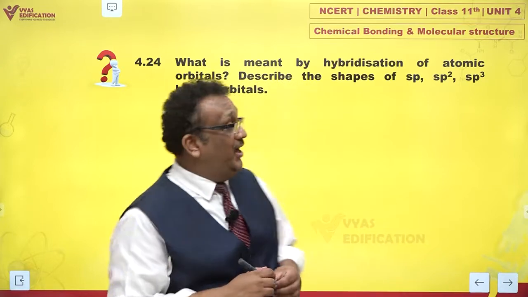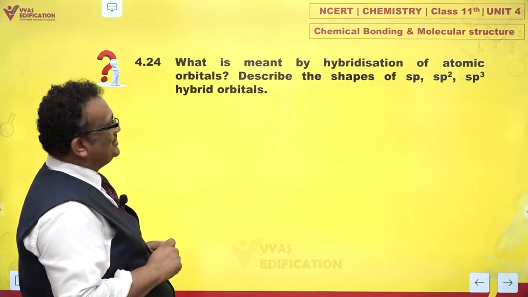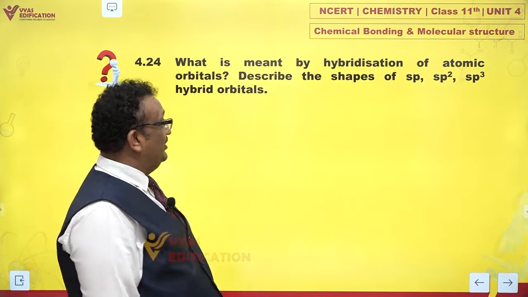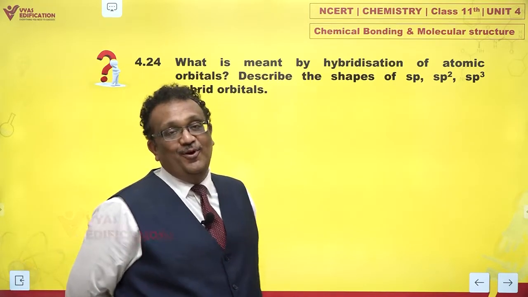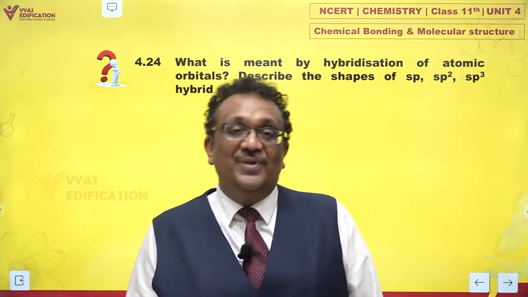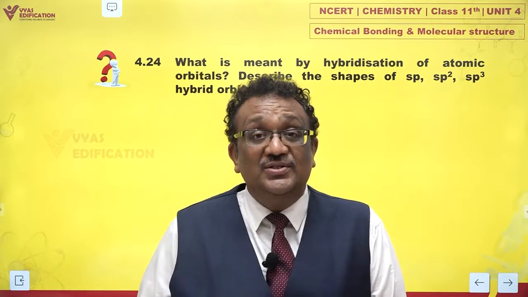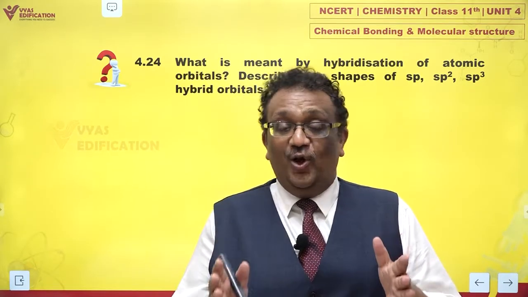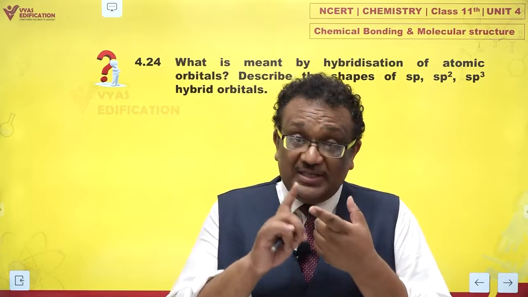What is meant by hybridization of atomic orbitals? We are supposed to describe the shapes of sp, sp2 and sp3 hybrid orbitals. See, hybridization is mixing of atomic orbitals on the same atom.